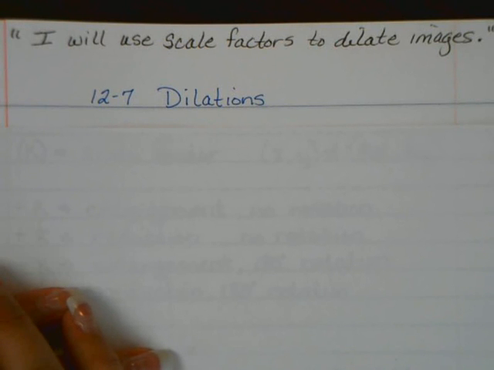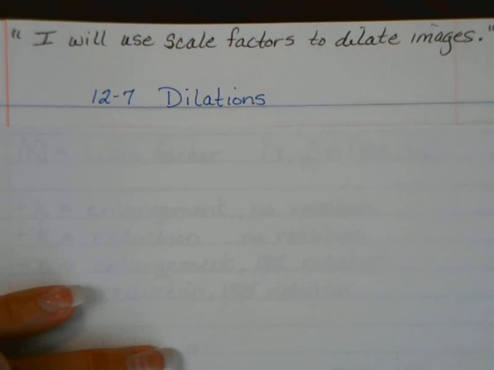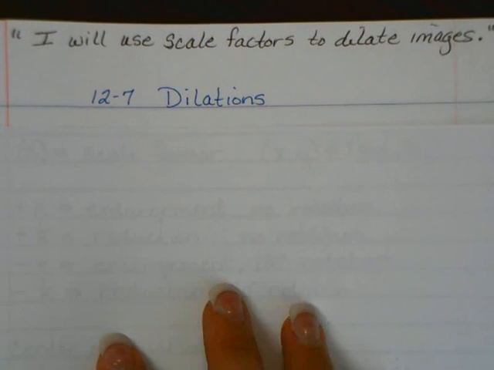We're going to finish up Chapter 12, Section 7, all about dilations. As you can tell with our I will statement here, I will use scale factors to dilate images. Remember, dilations can be enlargements or reductions, so that's what we're going to learn today: to determine which one it is going to be, enlargement or reduction, and whether it is going to stay where it is or do an actual 180-degree rotation.